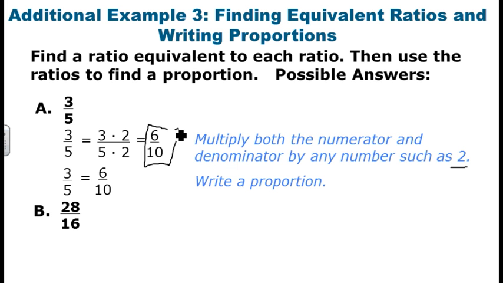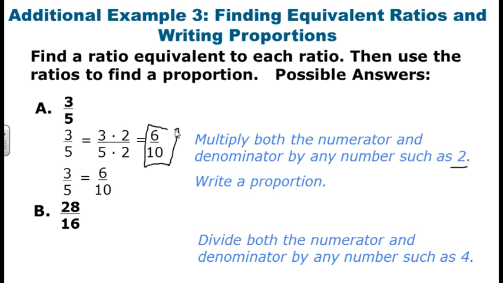So 28/16, you can think, once again, if I multiply by any number, so let's say 4 this time, take the divide this time. 28 divided by 4, I get 7. 16 divided by 4, I get 4. But I could multiply, I could divide, so long as I'm doing it by the same number. You'll notice both the numerator and the denominator, I'm making the changes by the same value.